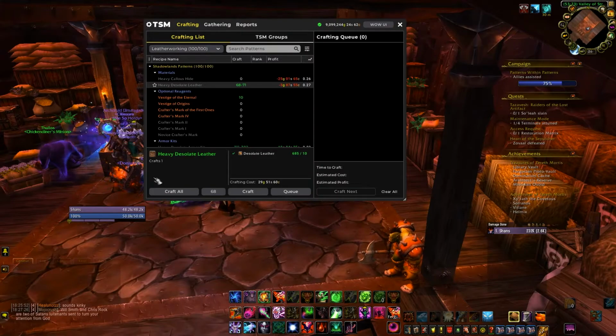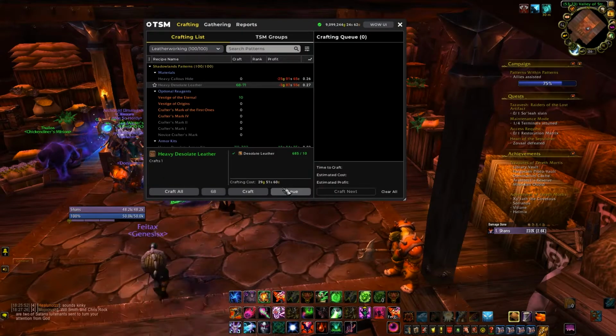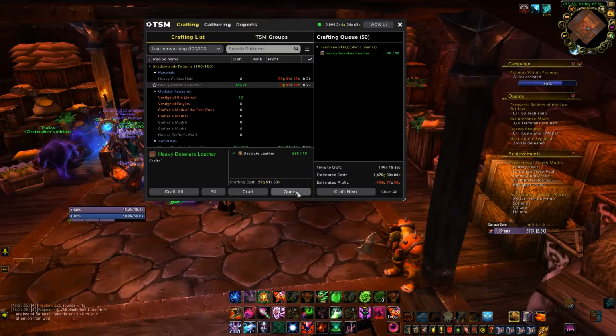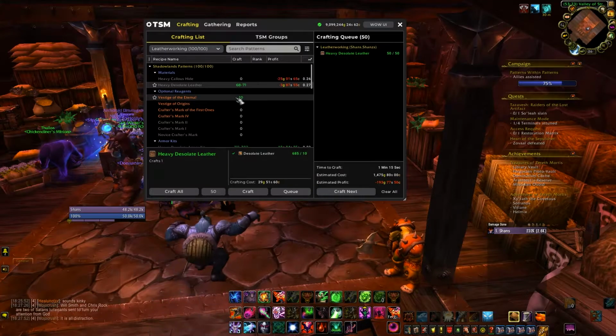Now, your next option is to queue an item. So let's say I need to make 50 of these. I can queue it. So it queues it up over here. It says how many I want, how many I can make, 50 out of 50. I'm in good shape. And then I could just hit craft next and it would craft it. It's not really the point of queuing though, right?